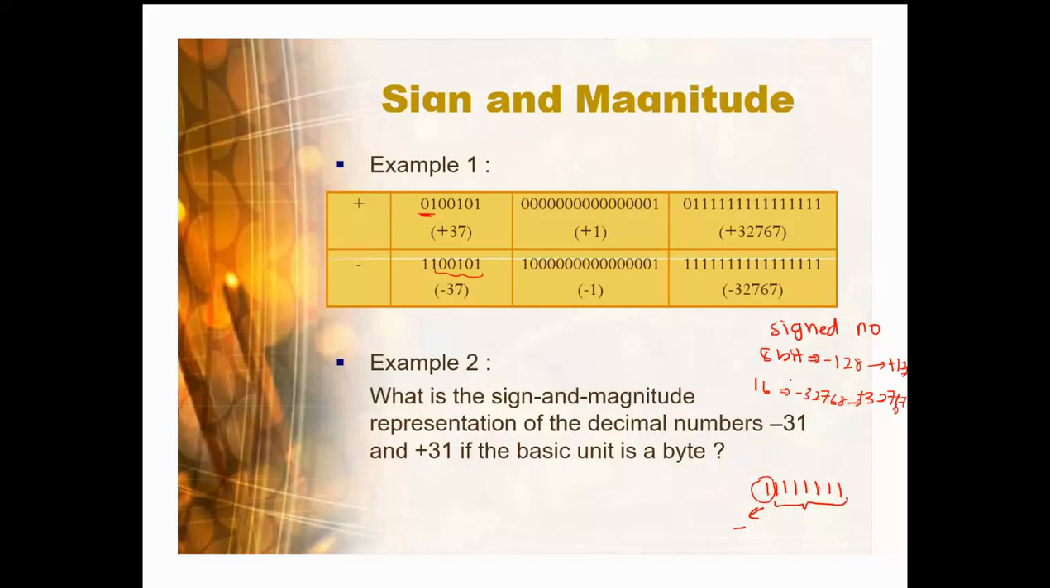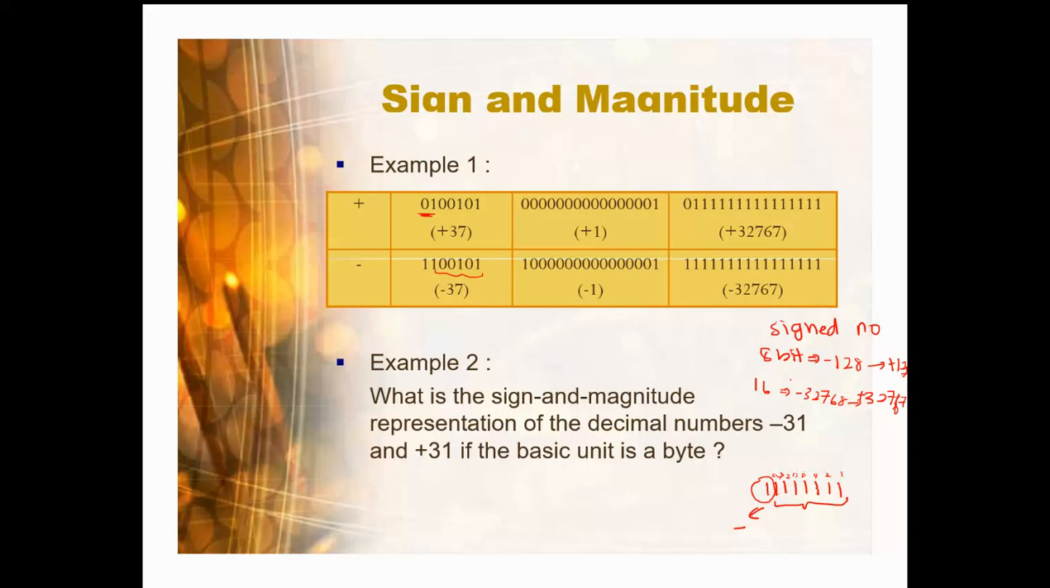1, 2, 4, 8, 16, 32, 64. Which is 128 kan? 1, 2, tak cukup. 1, 2, 3, 4, 5, 6, 7, 8. This one, 1 campur 2, 3. 3 campur 4, 7. 7 campur 8, 15. Ini 1, 2, 4, 8, 16, 32, 64. So awak totalkan semua ni.